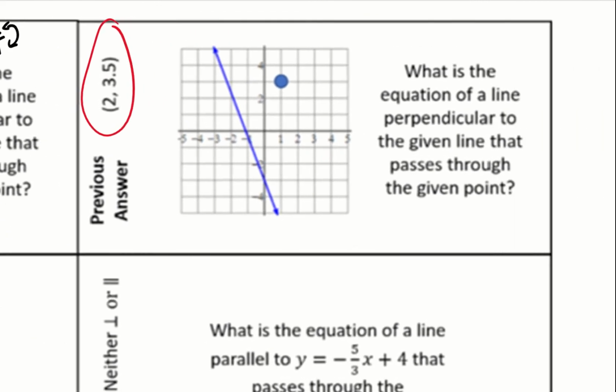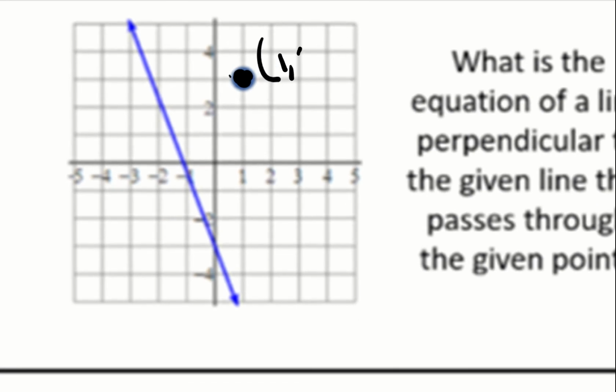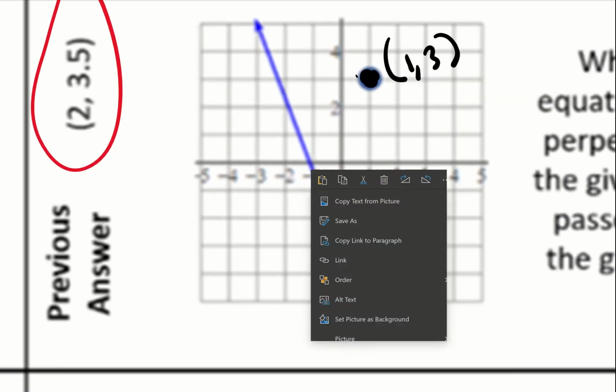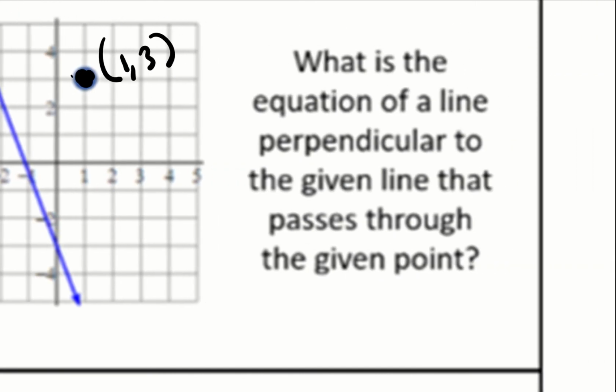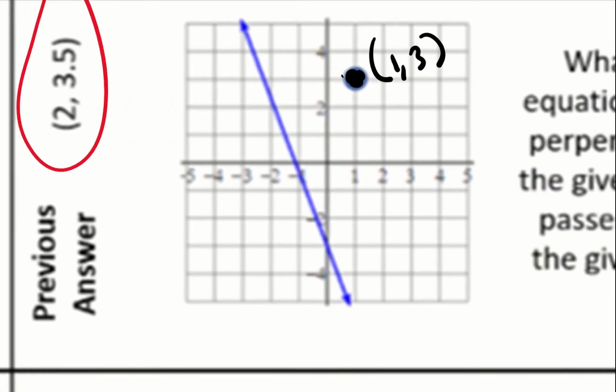What is the equation of a line perpendicular to the given line that passes through the given point? So again, we have a coordinate. Let's find the coordinates there. That's going to be 1, 3. And we want it to be perpendicular. They don't care about it being a bisector or anything like that. They just want a line that is perpendicular. Okay, so let's find the slope of this blue line so that we can find the perpendicular version of that.